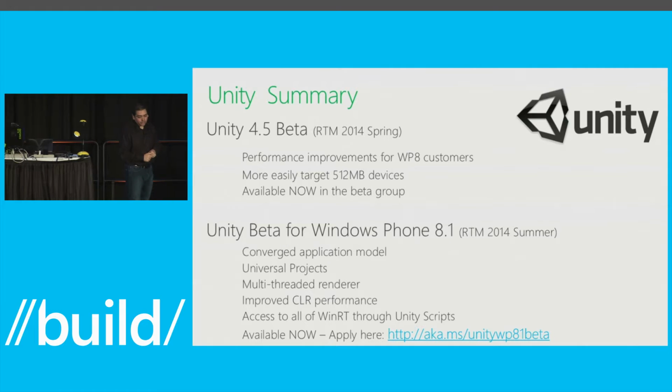And then the next one is the Unity Beta for Windows Phone 8.1, which again is also available today. From this presentation, you get the link, or you can go to their blog and just find the announcement, and then you can sign up for the beta. And for that, they're probably going to RTM around the summer. Right? We've got to RTM first, and then they're going to RTM on their side.